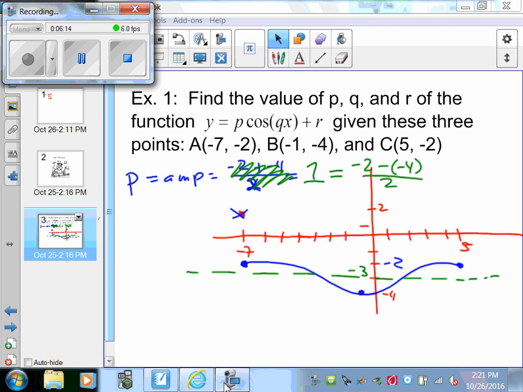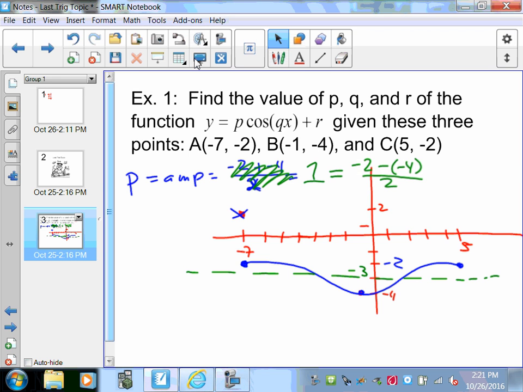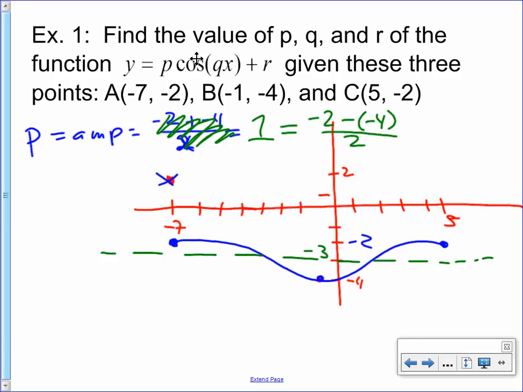Let me go back to here. What you missed, ladies, was that P was the amp. To find the amp, it's the high minus the low divided by 2 to find that halfway point. The difference between -2 and the middle, and -4 and the middle, is just 1. The period, this is 1 period, correct? So from here to here is 1 period.